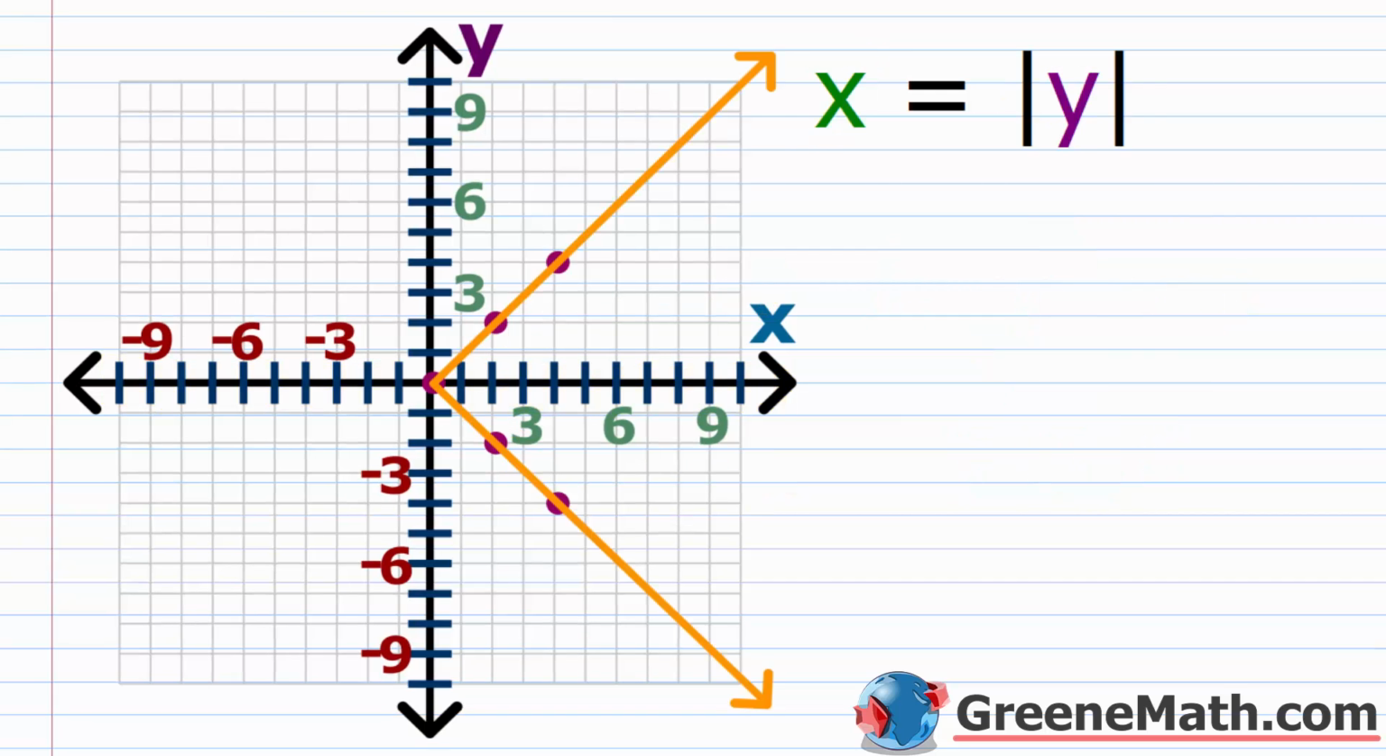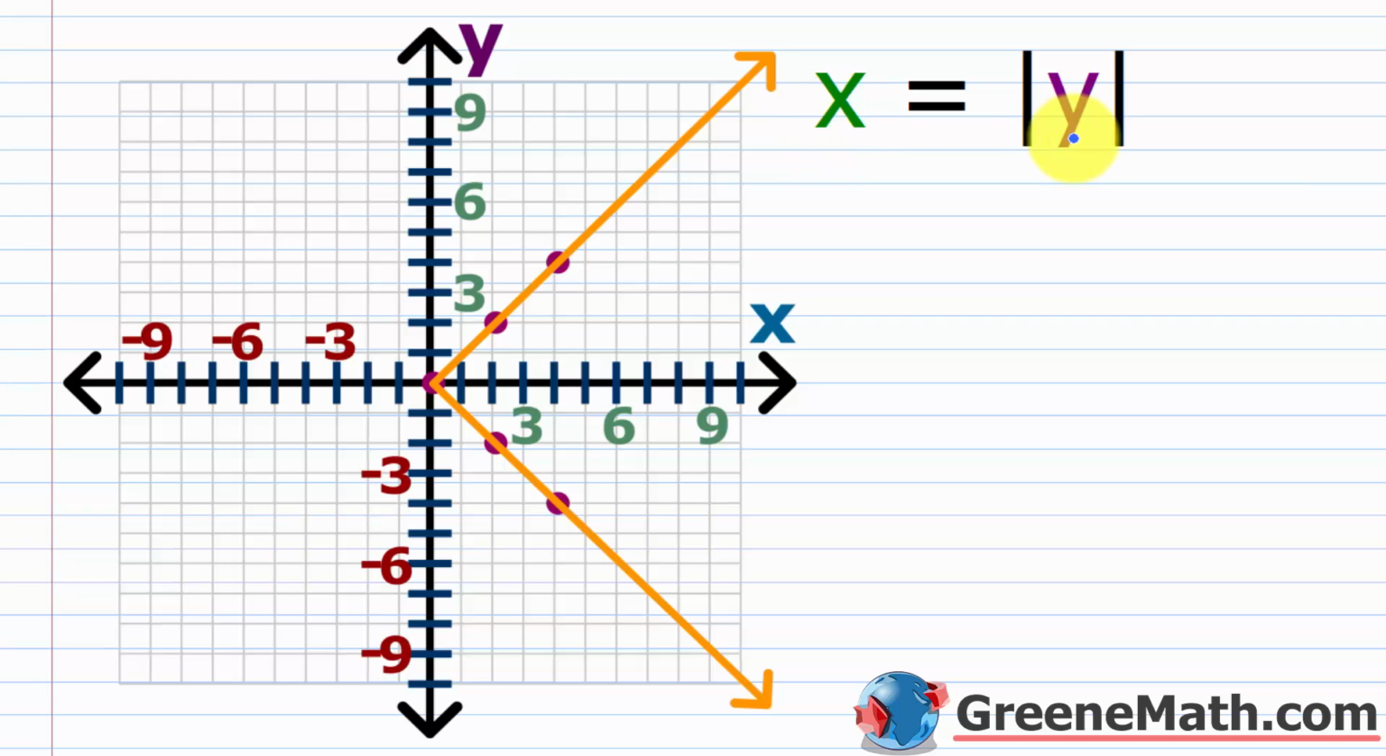All right, let's take a look at another one. So now we have x equals the absolute value of y. Again, this is kind of the absolute value function we're used to, just turned on its side, just like we saw the parabola we're used to turned on its side. So for this one, I'm plugging something in for y, I take the absolute value, I get something for x.